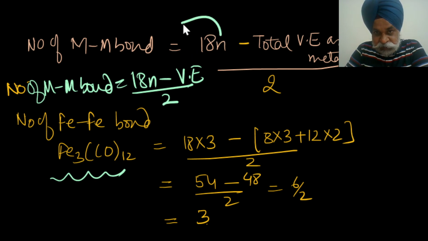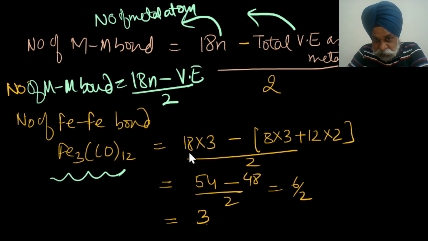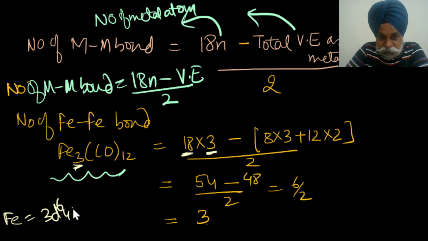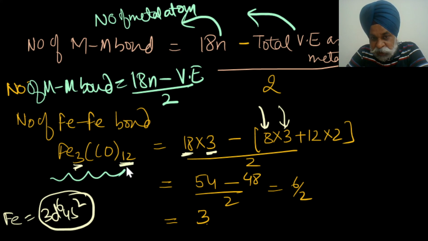So 18, now what is this N? N is the number of metal atoms in that formula. And what is the total number of valence electrons? The total number of valence electrons are the valence electrons of the metal and that of the ligand. So I just put the values in this formula. It is 18 into 3, where 3 is the number of metal atoms, minus the total number of valence electrons. Iron is 3d6 4s2, so the valence electrons here I would consider as 8 in this formula. So I considered 8 into 3 because there are 3 iron atoms, and how many carbon monoxide do I have? 12 into 2. If I place all these values in this, I receive the Fe-Fe bonds in this formula as 3.